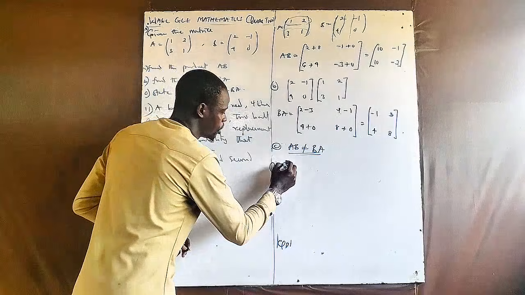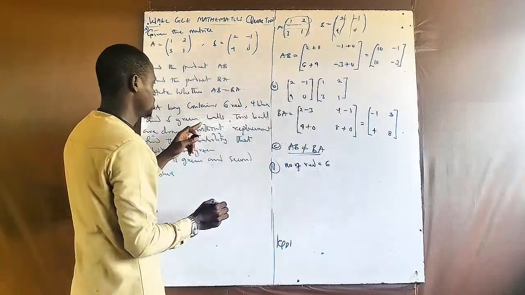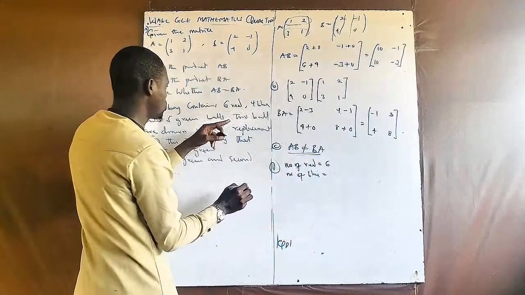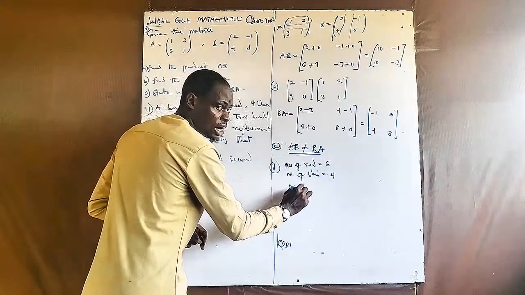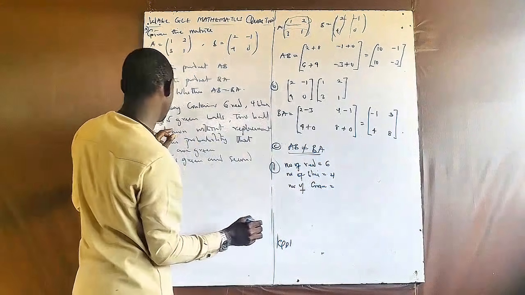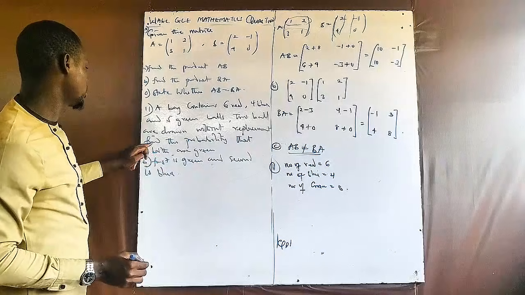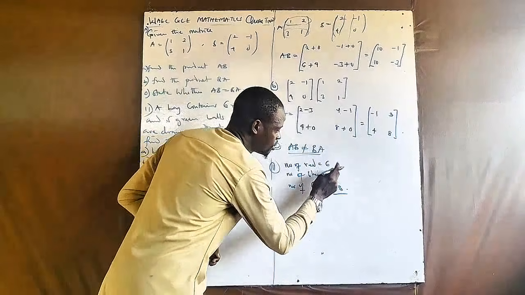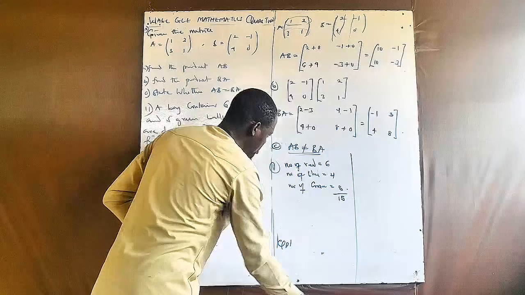Number of red balls is equal to 6. Number of blue balls is equal to 4. While number of green is equal to 5. So they said find the probability that, okay, now what is the total number of balls here? This is 6 plus 4, 10, plus 5, that will be 15 balls.